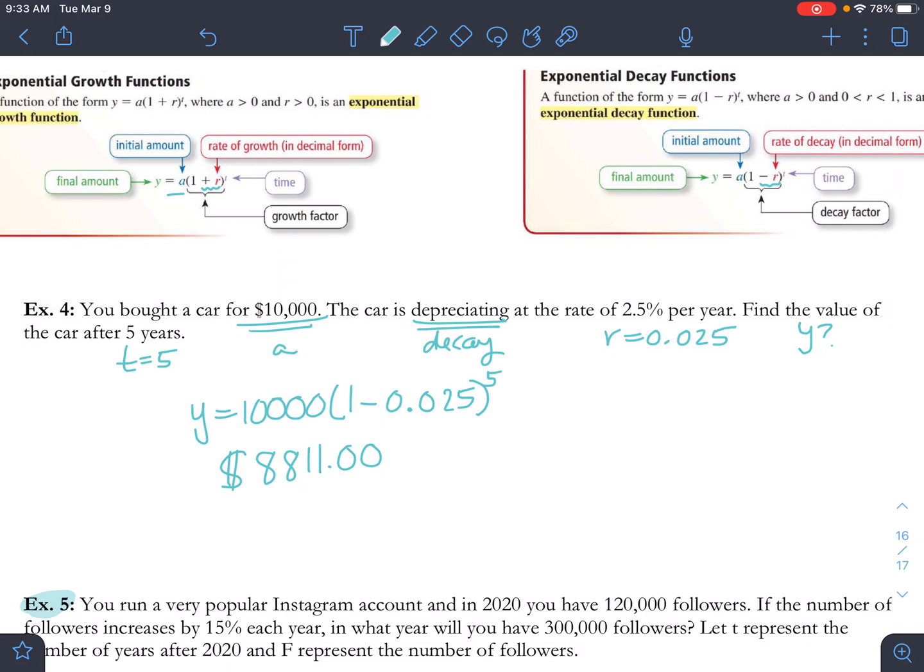But long story short, does that make sense? I always want you to think about, does this answer make sense? Well, yeah, right? It was a $10,000 car. That's great. But then after 5 years, every year it goes down in value a little bit. So specifically now it's down to $8,811.